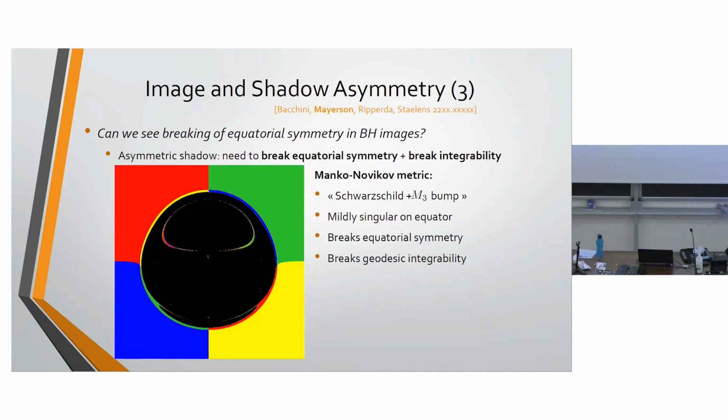I have not heard of any examples yet. But for example, you can use something called the Manko-Novikov metric, which is basically you take a black hole, Schwarzschild in this case, and you give it a little bump, right? So in this case, we give it a little M3 bump. This is still a solution for a vacuum Einstein equation, and therefore it cannot be regular. So there's a mild singularity on the equator, which we're not happy about, but you can sort of see that it doesn't really affect the image too much. And so this breaks equatorial symmetry and geodesic integrability, and you see the shadow looks not symmetric anymore, okay?